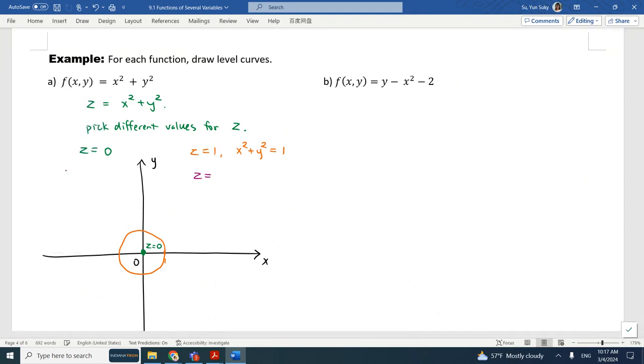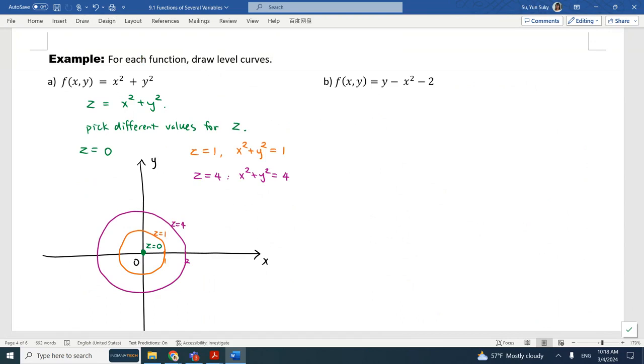So let's see. Next one, we pick z is 4. x squared plus y squared equals 4. What is that? A circle. Its radius is what? Radius is 2, exactly. So we got this. And this corresponds to z is 4, and the orange one corresponds to z is 1.